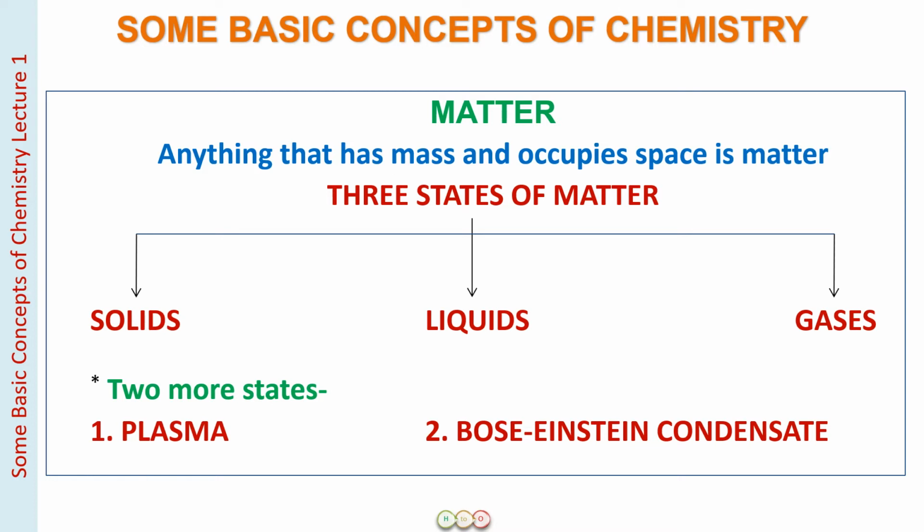And the Bose-Einstein condensate is exactly the opposite. It is that state which is at a very low temperature, almost absolute zero. And at absolute zero, there is no motion of the particles. All motion ceases at absolute zero. So the two more states you have come to know today are plasma, a state at a very high temperature, and Bose-Einstein condensate, a state of matter at an extremely low temperature, right?